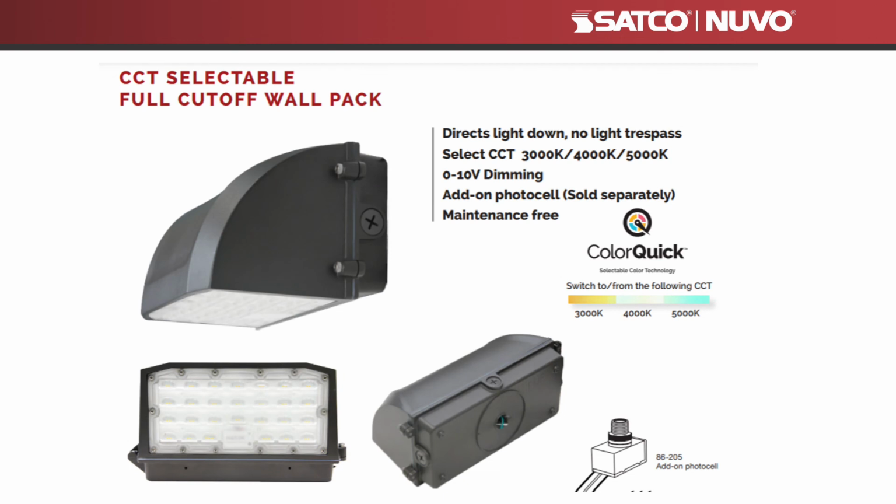Our full cutoff wall pack is also color quick, allowing for that easy change of color temperature. The full cutoff directs light completely down with no light trespass. Color temperatures are 3000, 4000, and 5000. It comes equipped with 0 to 10 dimming. The photocell is an accessory, and these are all maintenance free.